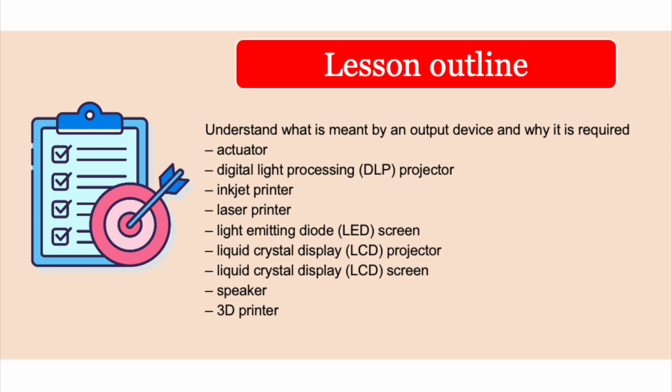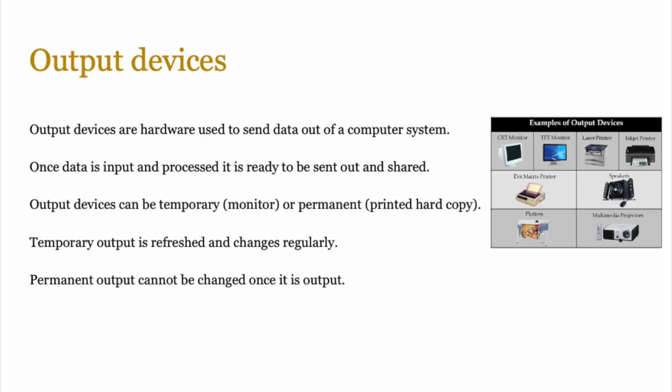Let's begin by looking at what output devices actually are. How do you define them? So output devices are hardware which are used to send data out of a computer system. Once data is input, it is processed by the CPU or the microprocessor. It is ready to be sent out and shared with everybody else.